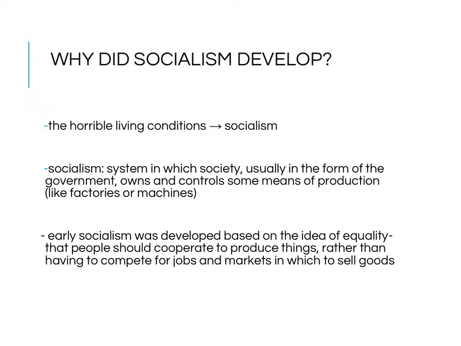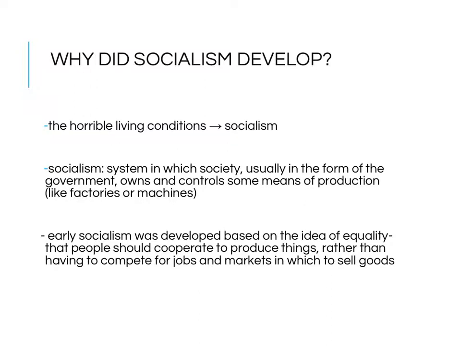And then the last key thing is socialism, and we're going to do a separate lesson on socialism and communism soon. But basically, the horrible living conditions of the Industrial Revolution gave way to socialism. Socialism is a system in which society, usually in the form of the government, owns and controls some of the means of production. And the means of production would be like the factories and machines.